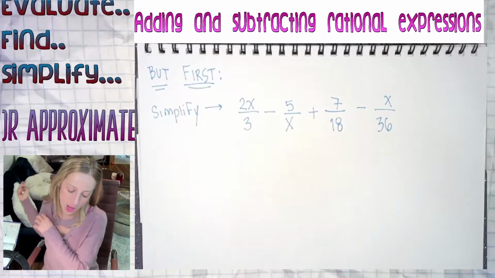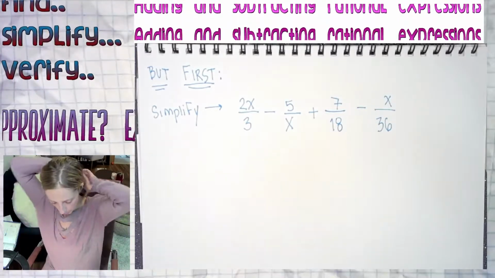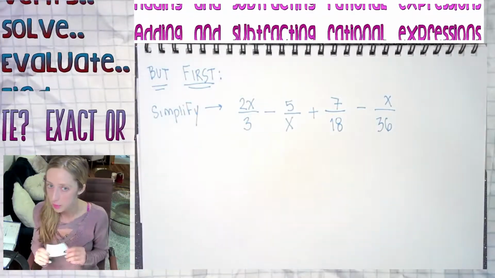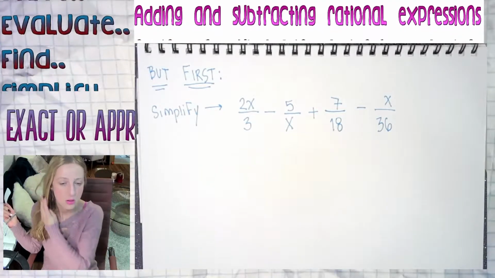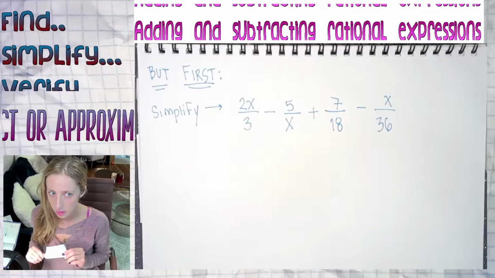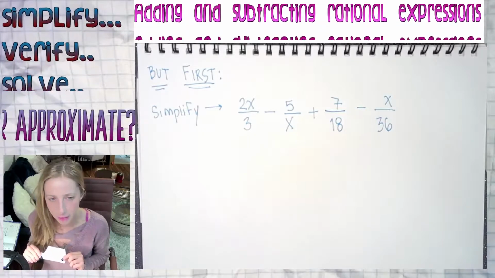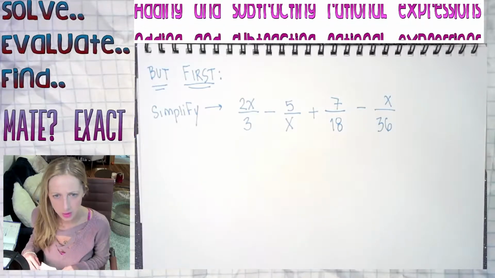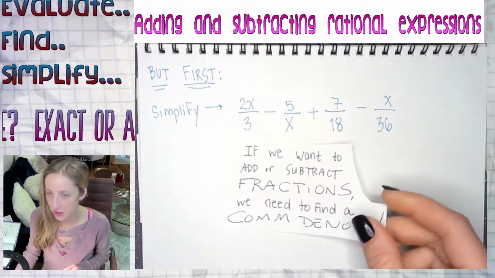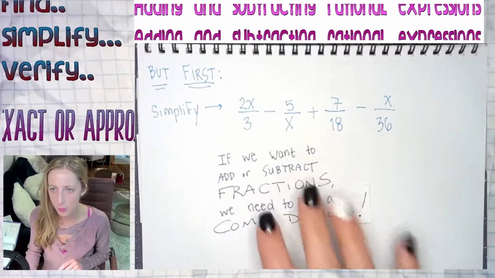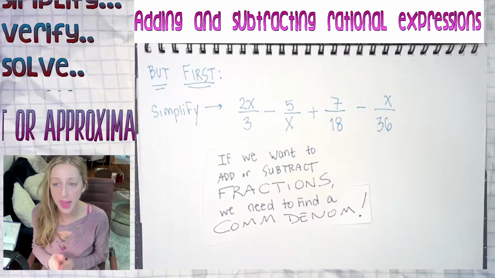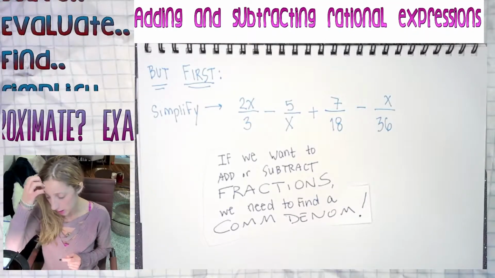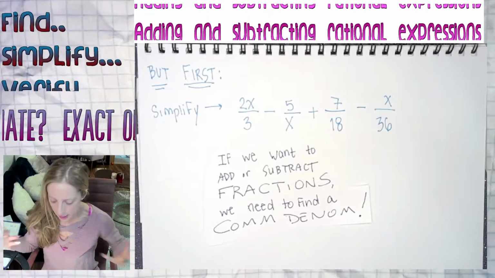So if we want to add or subtract fractions, we need to find a what? What do we need to find before we add or subtract fractions? No one wants to say out loud or being bashful? The least common denominator. Good. So I just have this little note written. If we want to add or subtract fractions, we need to find a common denominator. Now it's better if it's the least common denominator for sure, because you don't want things to get too big and out of control.